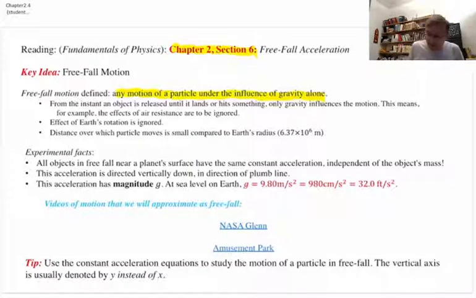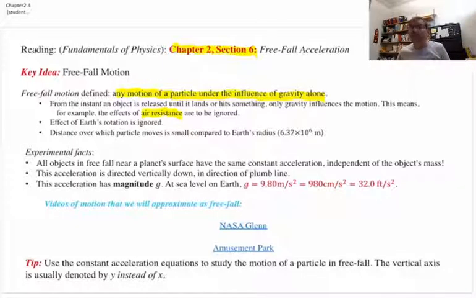Okay? That means, for example, that we are going to be ignoring what is called air resistance, which you all have heard of. And for some things, like a piece of chalk going up and down, that's a reasonable thing to do, ignore air resistance. For other things, like a feather, that's not so reasonable, as you would know.